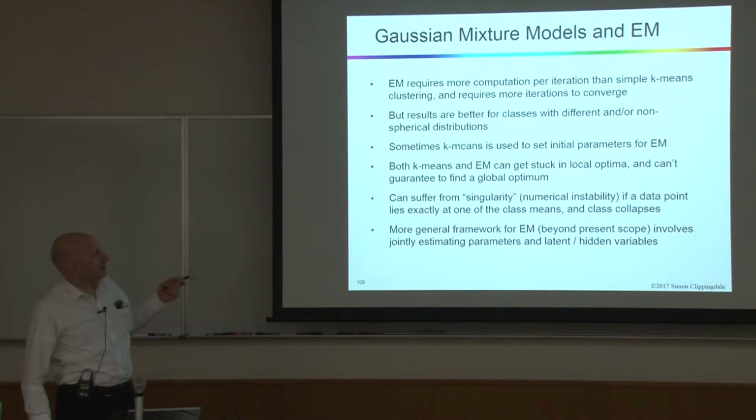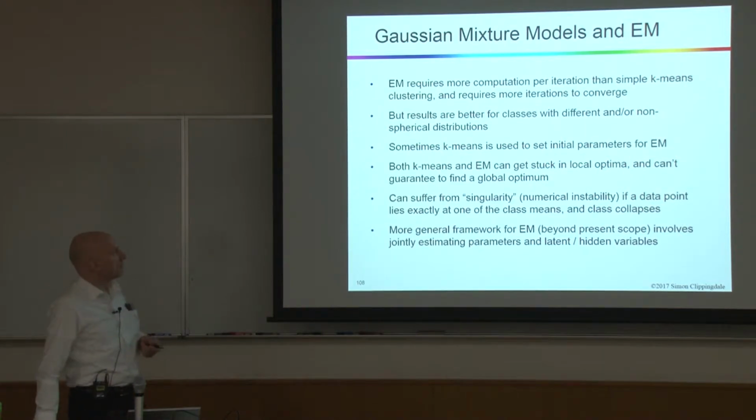You can use k-means clustering to set the initial parameters for EM so that it converges faster if you start it from a better position. However, both k-means clustering and EM can get stuck in local optima, so you can't absolutely guarantee, you can't prove, that you'll find the global optimum.